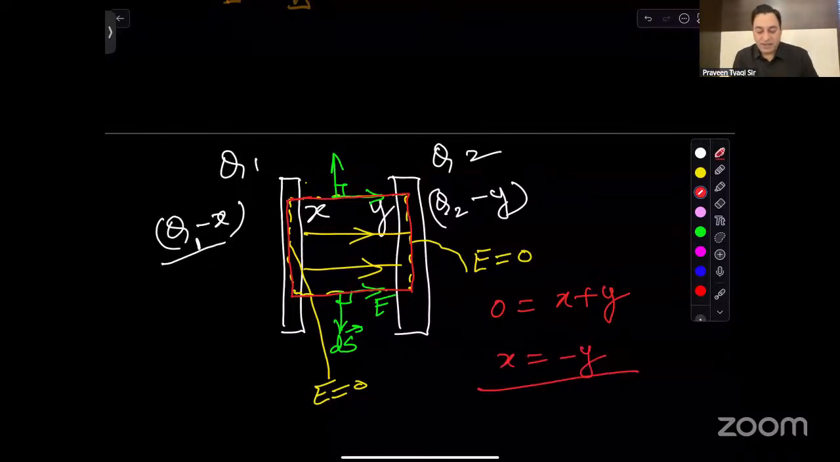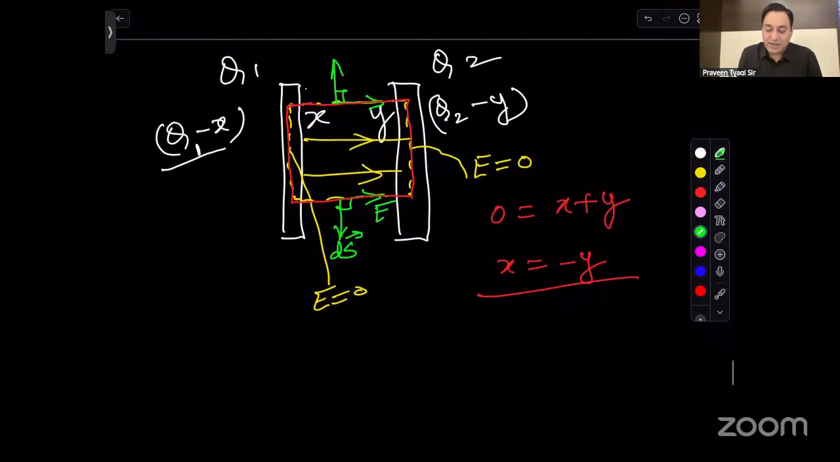Now, we have x should be equal to minus y. There are two unknowns, x and y, so I need one more equation.